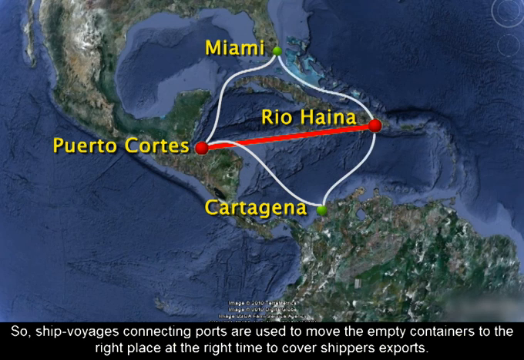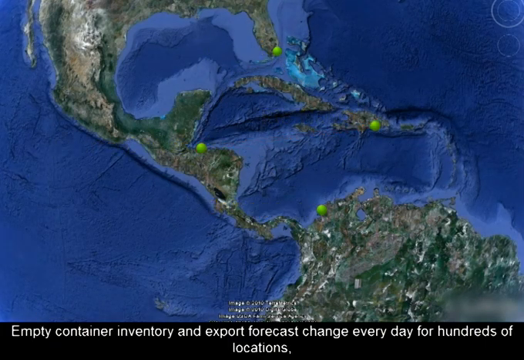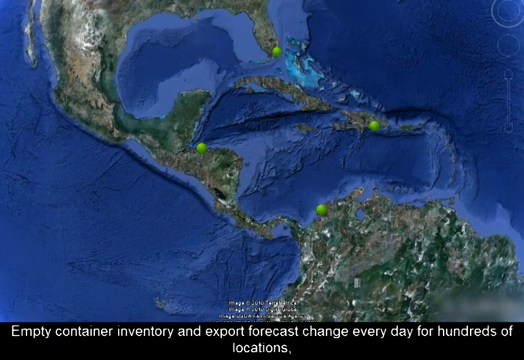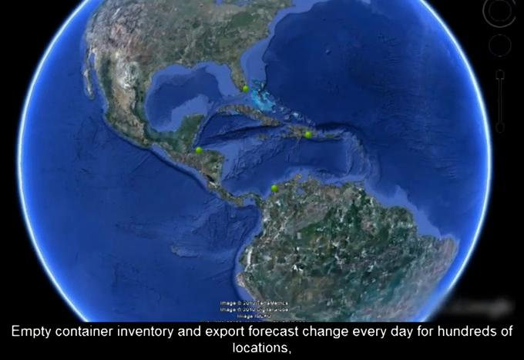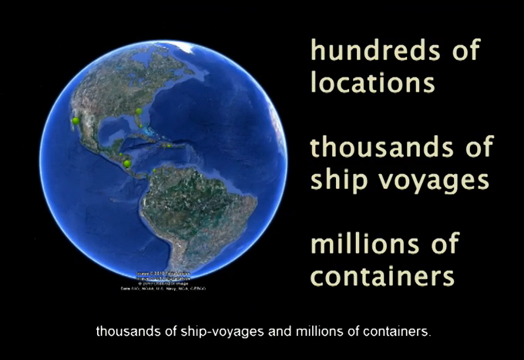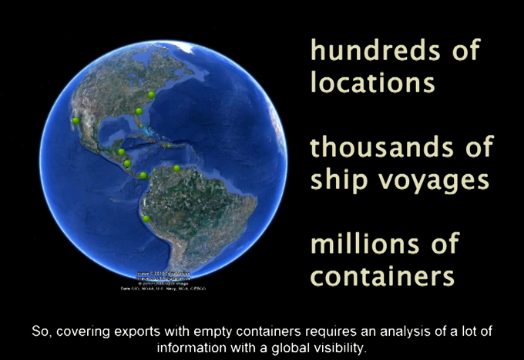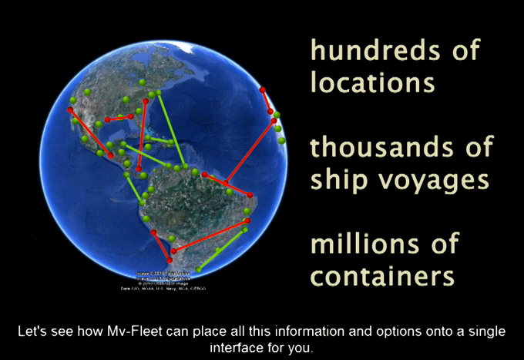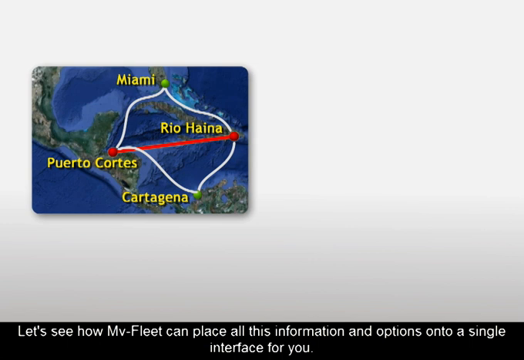to cover shipper exports. Empty container inventory and export forecasts change every day for hundreds of locations, thousands of ship voyages, and millions of containers. So, covering exports with empty containers requires an analysis of a lot of information with a global visibility. Let's see how MV Fleet can place all this information and options onto a single interface for you.